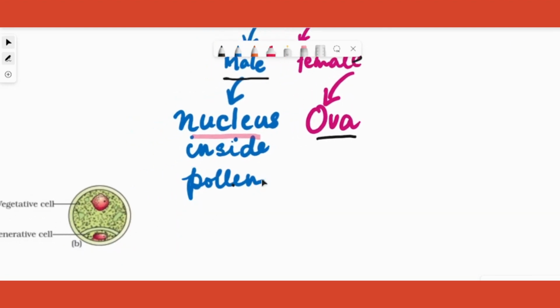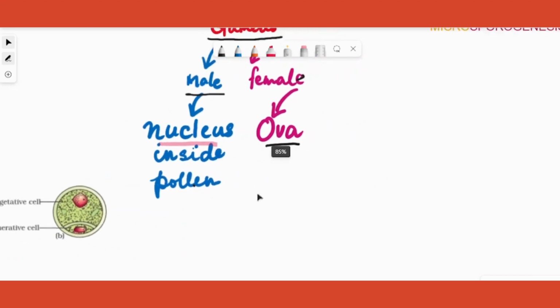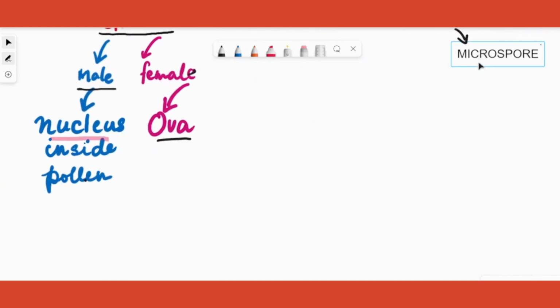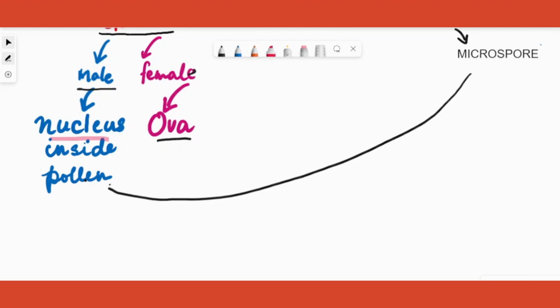So we'll come to that, and we will know that it is something called a microspore that becomes the pollen. The microspore matures to form pollen. That is why we are learning about the production of microspores. That much you should know.